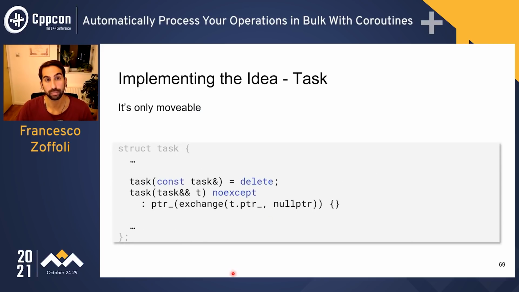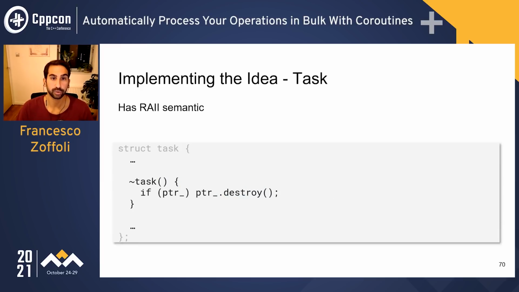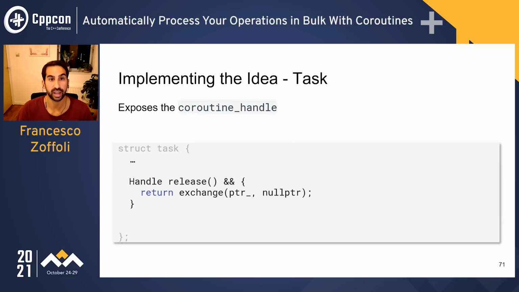It's only going to be movable, so the copy constructor is deleted and the move constructor just swaps the pointers between the two tasks. And it has RAII semantics. So in the destructor, if the pointer is valid, it's going to destroy the associated coroutine. Finally, we are going to have a way to expose the coroutine handle, and this is with the release method. And this is all it takes to implement our task class.